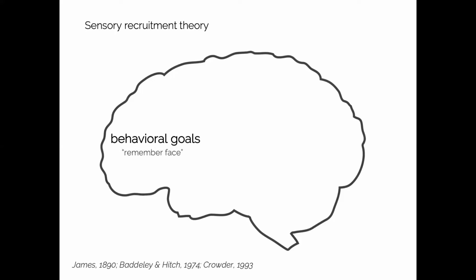And so the idea is that you have a high-level behavioral goal, such as remember a face, and that you will recruit an area of the brain that has the capability of having very detailed representation, such as visual cortex. And so in this case, you might recruit visual cortex if you're trying to remember the face of a friend. And that's basically the sensory recruitment hypothesis, similar to what was framed on the previous slide, right? And so this is really a prevailing theory of working memory at the moment.